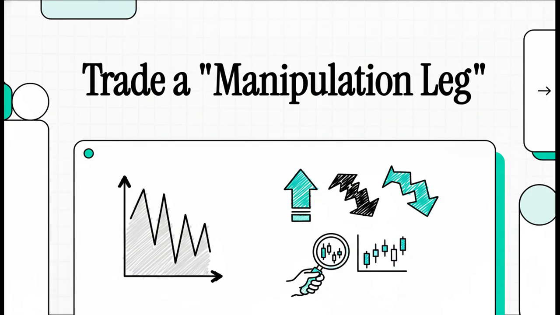All right, let's get right into it. You know that feeling, right? You see a strong move in the market, you jump in, and then bam, it just reverses on you, hard. Well, today we're going to break down a pattern that might just explain why that happens. We're talking about something called a manipulation leg.